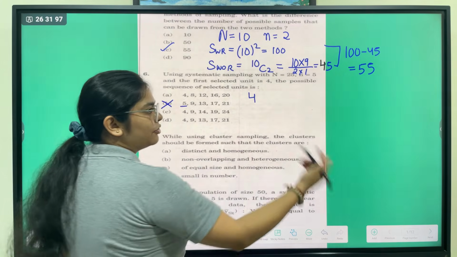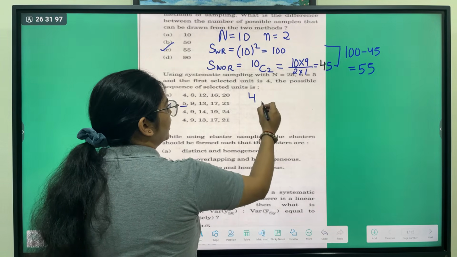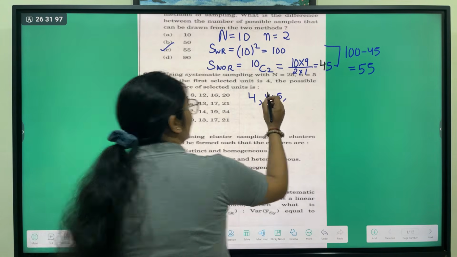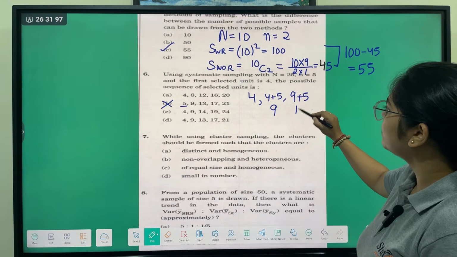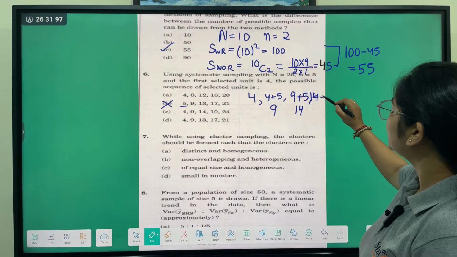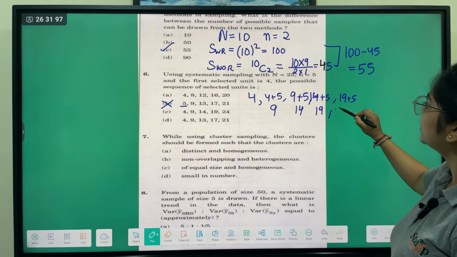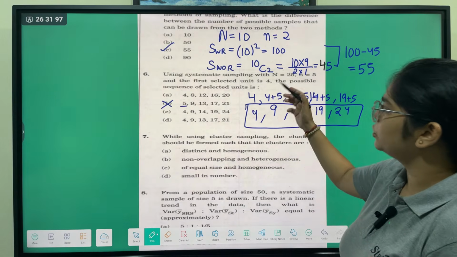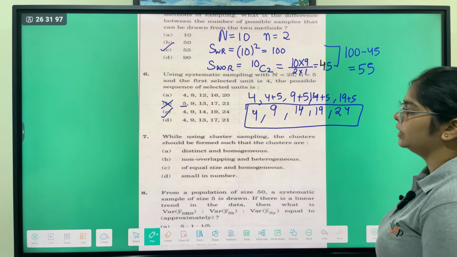Now the second unit, when we have to select it, we have to see the difference in between. So the difference will be 5 only. So 4 plus 5, then the third one, this will become 9. Then the third one will be 9 plus 5, which will become 14. And then the fourth one will be 14 plus 5, which will become 19. And the last one will be 19 plus 5, which will become 24. So this is the sample that we actually have got from using systematic sampling. And the correct option that matches with it is option number C, if you clearly see that.